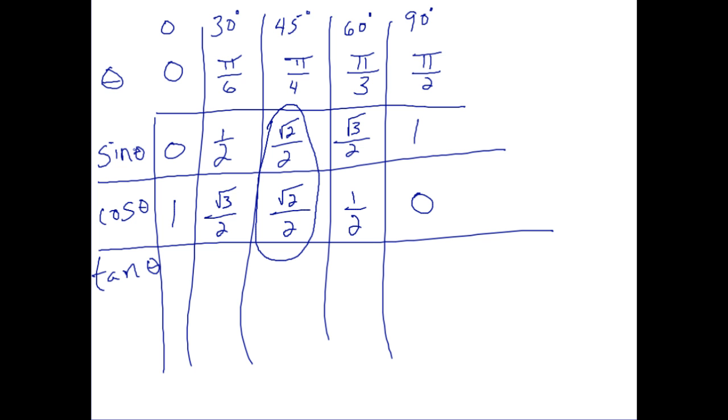Now, tangent, remember, is sine over cosine, so 0 divided by 1 is 0. All right, 1/2 divided by radical 3 over 2 gives you 1 over radical 3, so if we rationalize that, that's radical 3 over 3. This gives us 1. This gives us radical 3, and this is undefined, or it does not exist. And that's important, okay? Sine and cosine are defined for all values, where tangent is not. There's parts where it's undefined, and that's when cosine is 0.